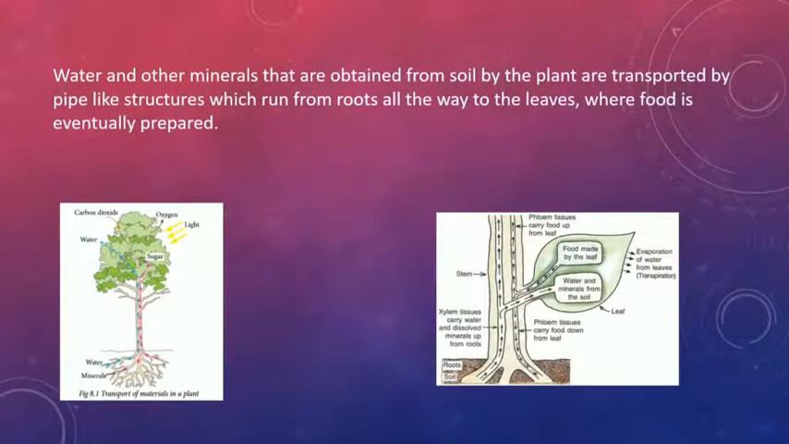Water and minerals that are obtained from the soil by the plant are transported by pipe-like structures which run through the roots all the way to the leaves, where food is eventually prepared. After these two things, one can know how the minerals, water and other things needed by plants to perform photosynthesis are transported in it.